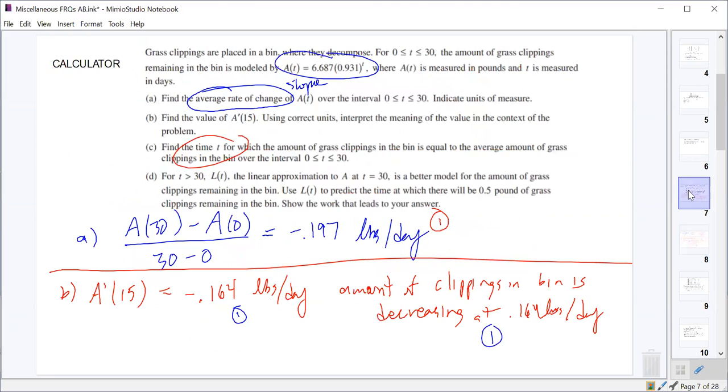8. Okay. So the question was why did I set equal to 1/2? Just because that's what it says. Find the time when there will be 1/2 pound of grass clippings in it. So set that equal to 1/2. That makes sense.